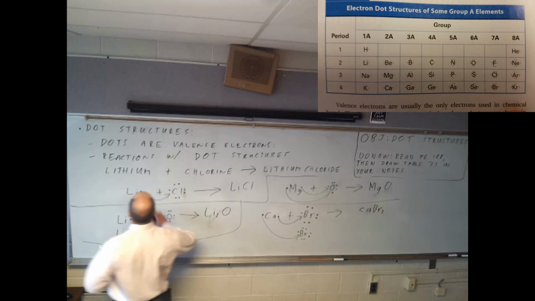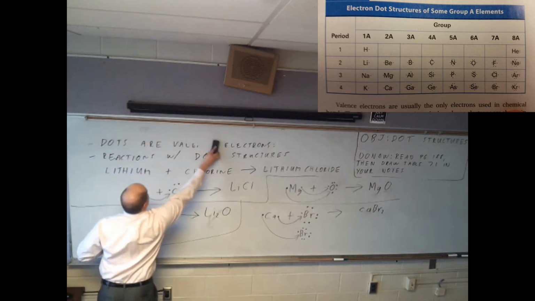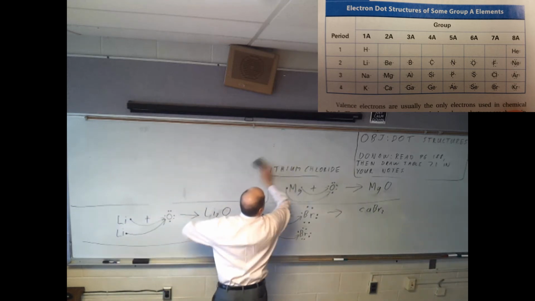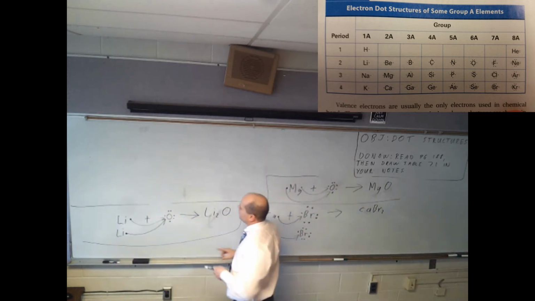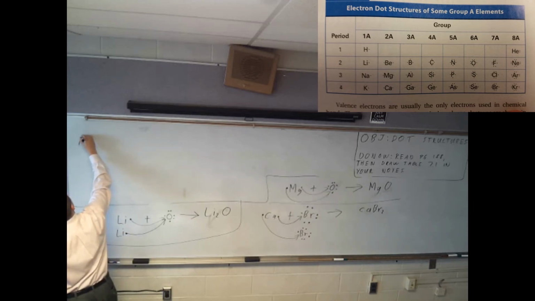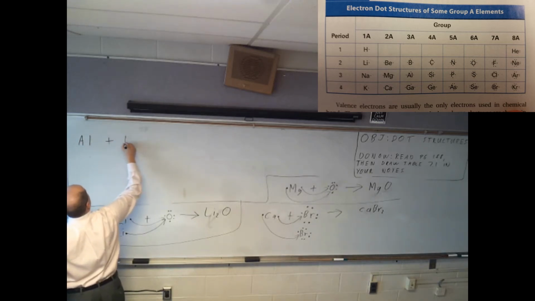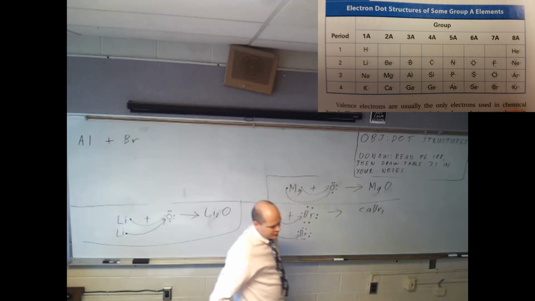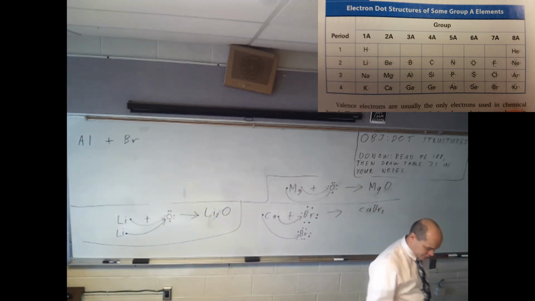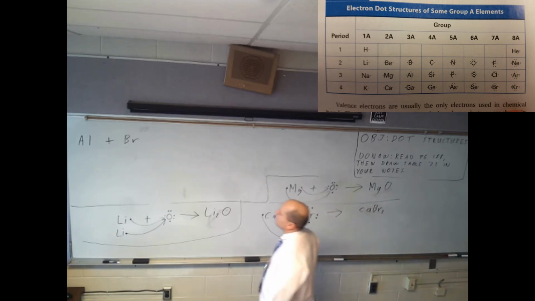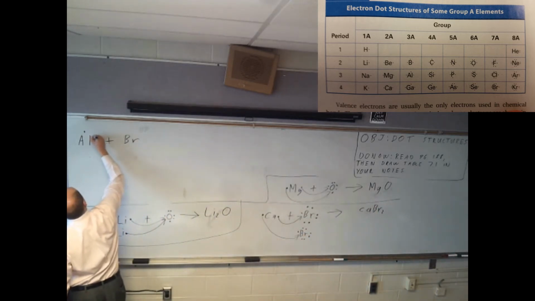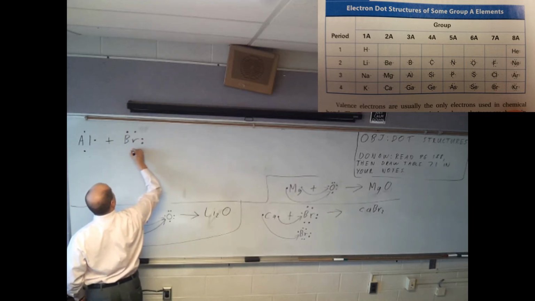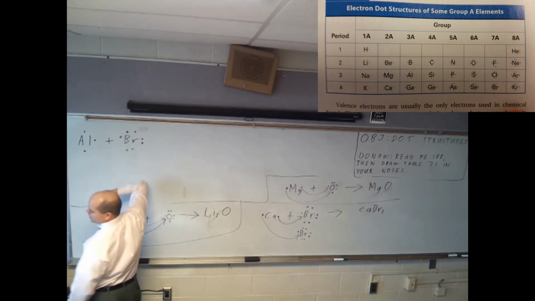Okay. Let me erase up top. Does everybody have this? Yep. Let's try one with more. Let's try aluminum and bromine. How many valence electrons does an aluminum atom have? 3. Bromine's got 7. We just did that. So bromine can only take 1, right?